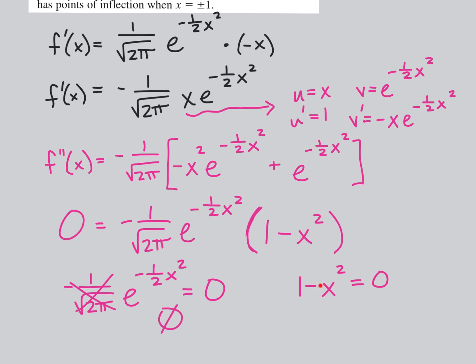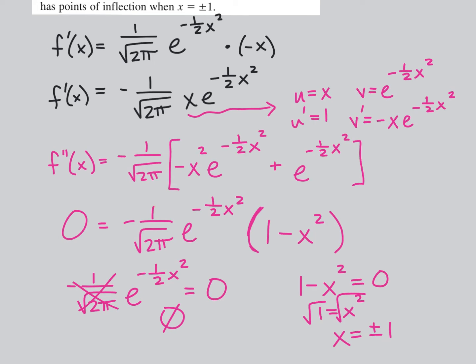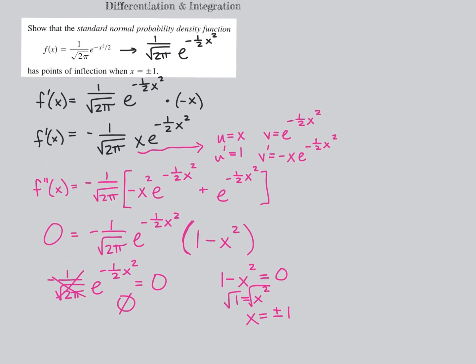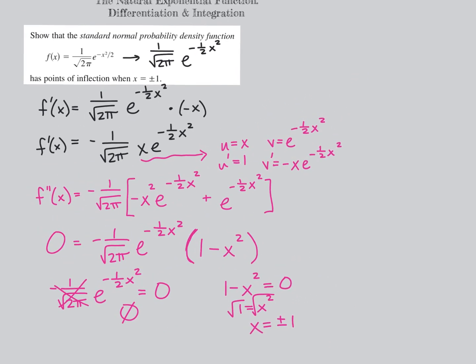In our second equation, setting equal to 0, we will end up adding x squared to both sides and then taking the square root. When we do that, we'll have x equals plus or minus 1. Now, what we have just shown is that the second derivative equals 0 at plus or minus 1, two x values. These are potential points of inflection. In order to prove that they are actually points of inflection, we do have to test and show that the second derivative changes sign at both of them.